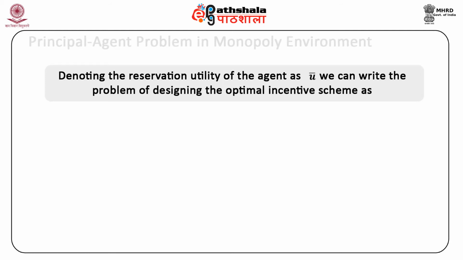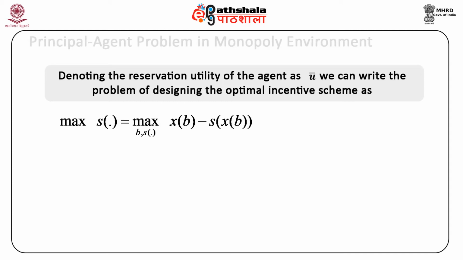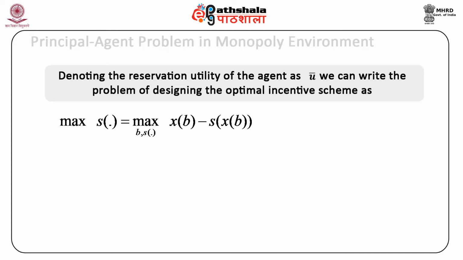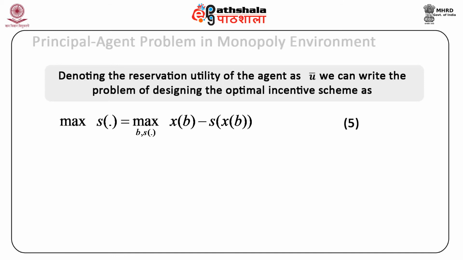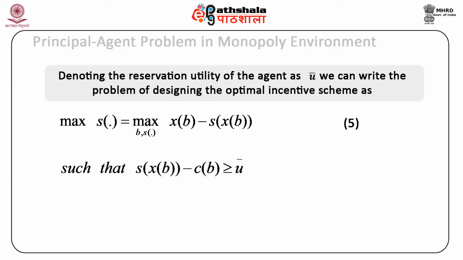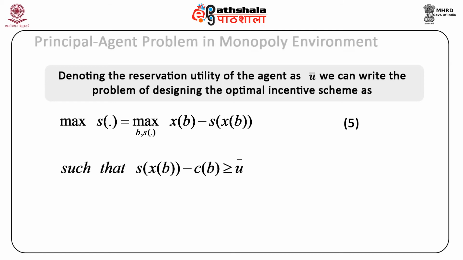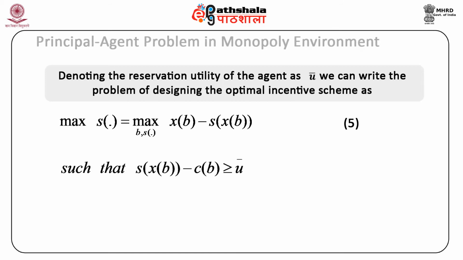scheme as: maximize over B, S(.) of x(B) minus S(x(B)). This is equation 5, such that S(x(B)) minus C(B) is greater than or equal to U bar. This is equation 6.